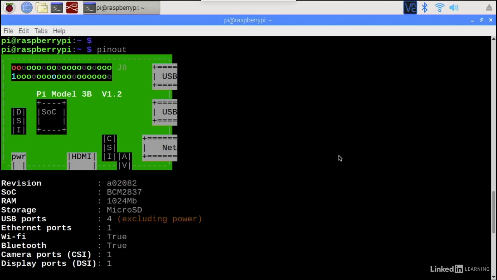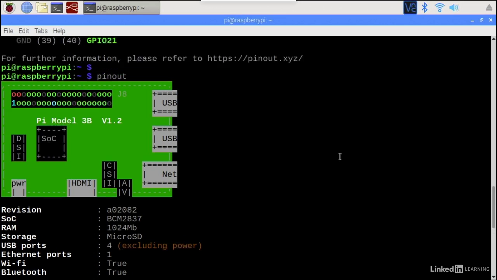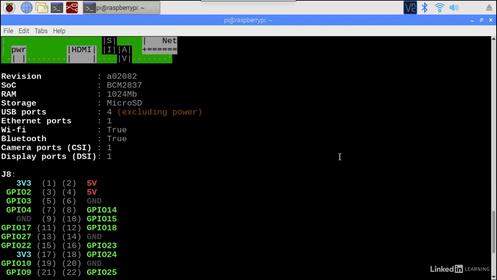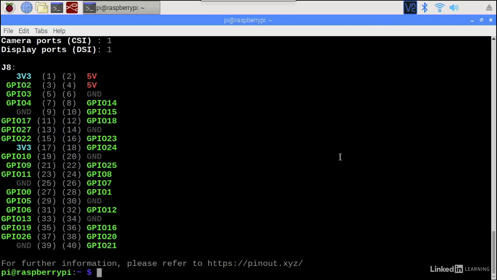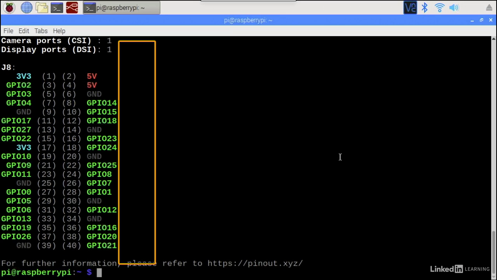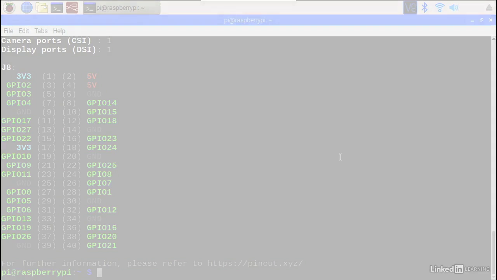Below that is information about the board, such as revision, the amount of RAM, number of USB ports, whether it has Wi-Fi and Bluetooth, and then below that is a pinout of the GPIO. Unlike the LinkedIn Learning chart, this only lists the board numbers of the pin. It does not list the BCM numbers.